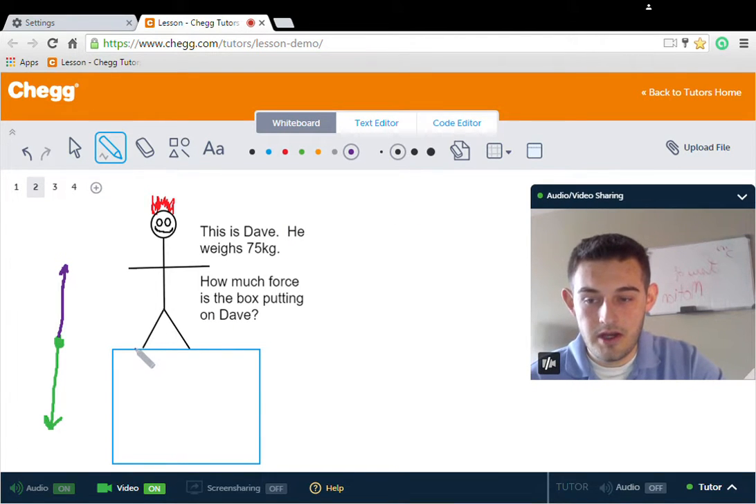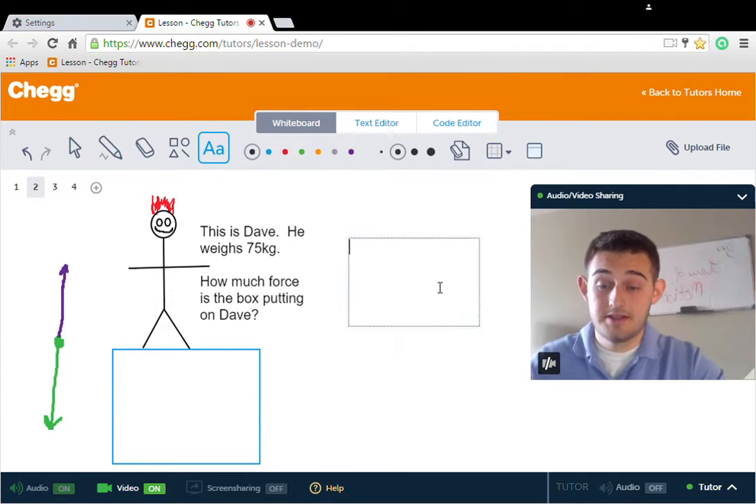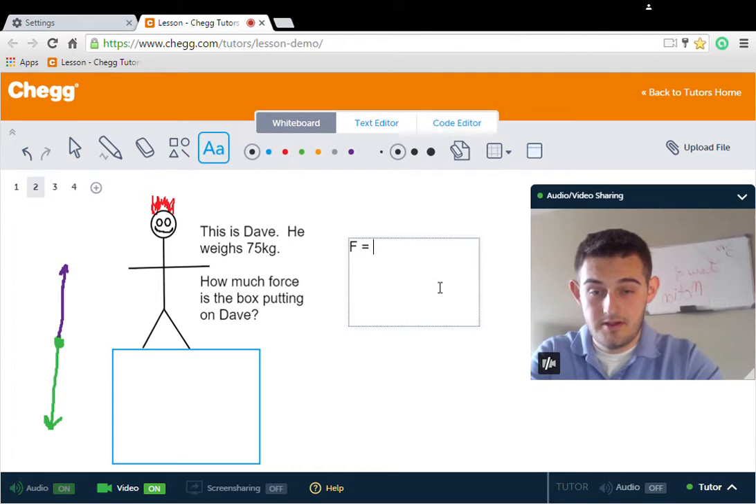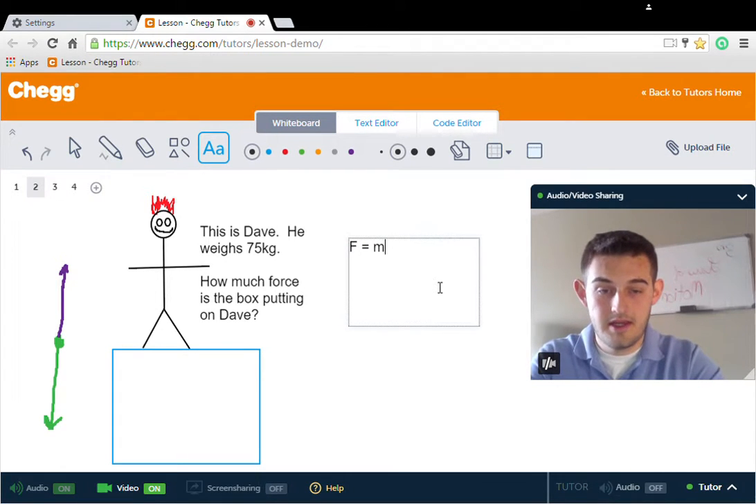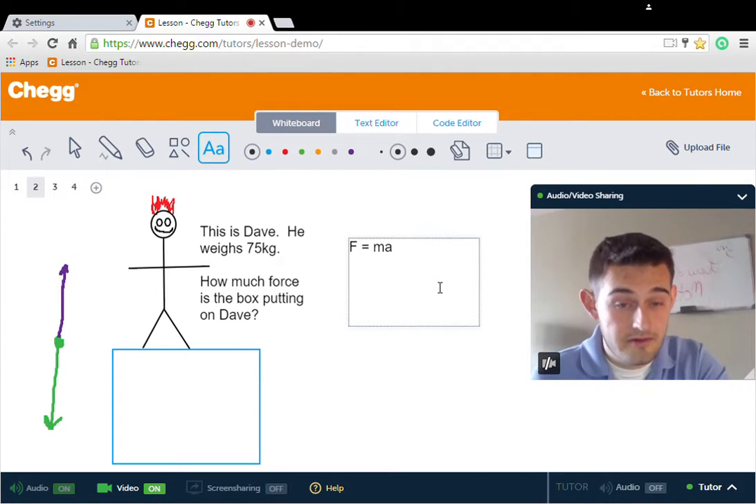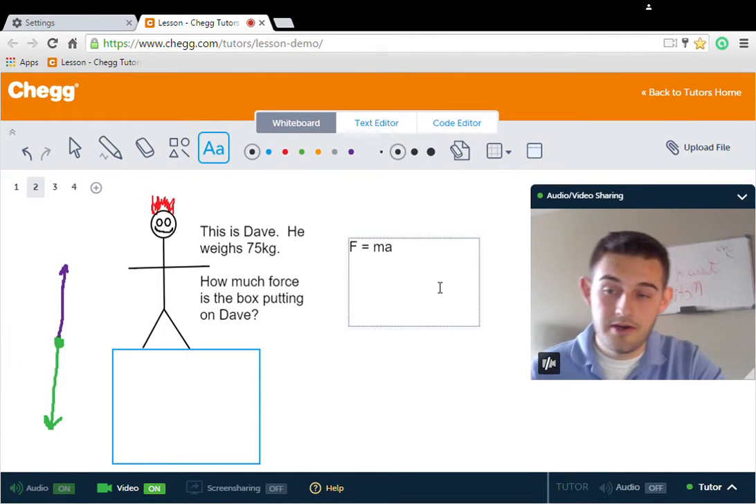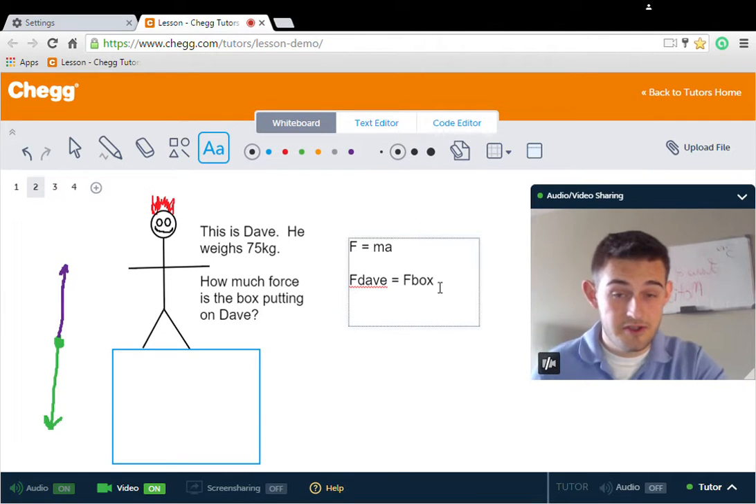So we know that the force that Dave is putting on the box is equal to his mass times the acceleration of Earth, or 9.8 meters per second squared. And we also know from Newton's third law that the force of Dave is equal to the force of the box that's pushing up on him.